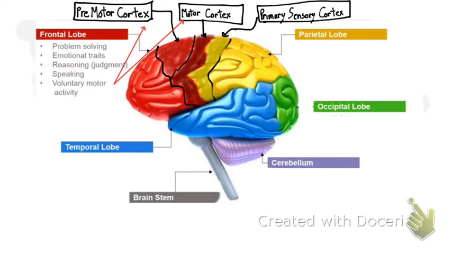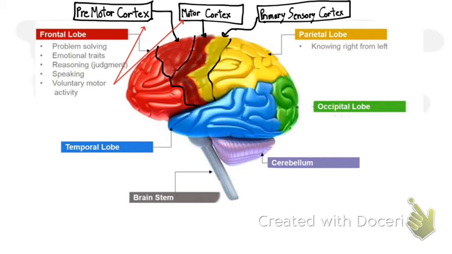Premotor cortex, motor cortex. Motor stands for movement, so this voluntary motor activity that is attributed to the frontal lobe, those parts of your brain specifically, the premotor cortex and motor cortex, are responsible for a lot of that voluntary movement. The primary sensory cortex is responsible for, as you would guess, feeling sensations and processing those sensations. So a lot of your sensory input goes there, with the exception of your sight, which we'll talk about in a moment.